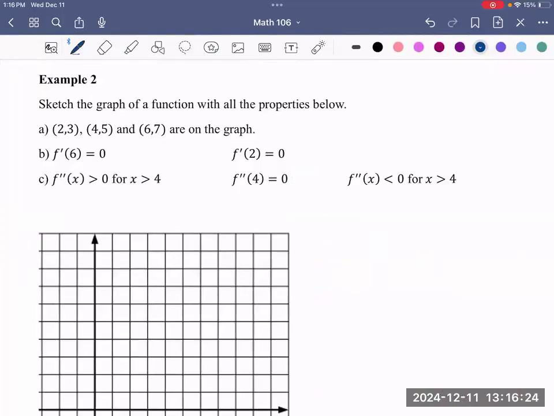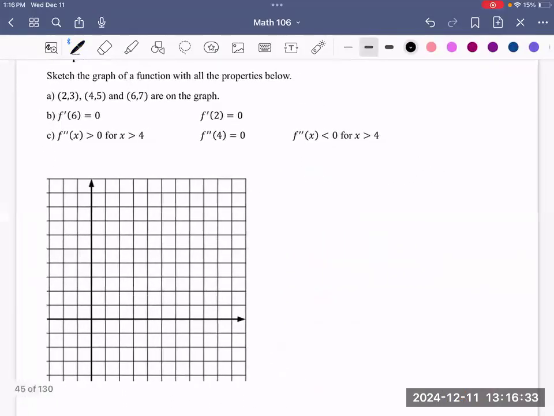So part A is the easiest. It says (2, 3), (4, 5), and (6, 7) are all on your graph. So let's go ahead and put those on. And if you can, pause the video here and see what you can do to start. So at (2, 3), we have a point. For (4, 5) right here. And (6, 7) right here. So these are my points here. And that takes care of this bit.